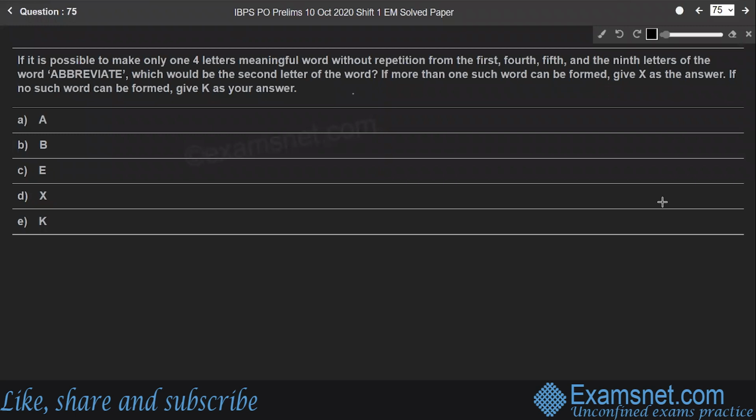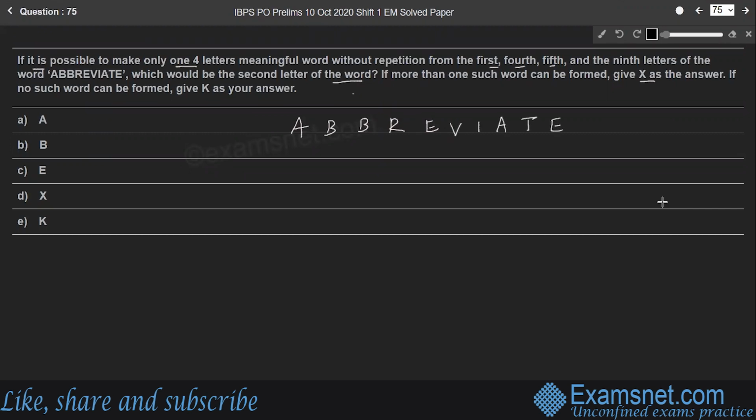Question 75. If it is possible to make only one 4 letter meaningful word without repetition from the first, fourth, fifth, and the ninth letters of the word ABBREVIATE, which would be the second letter of the word? If more than one such word can be formed, give X as the answer. If no such word can be formed, give K as your answer. Here the given word is abbreviate, A-B-B-R-E-V-I-A-T-E.